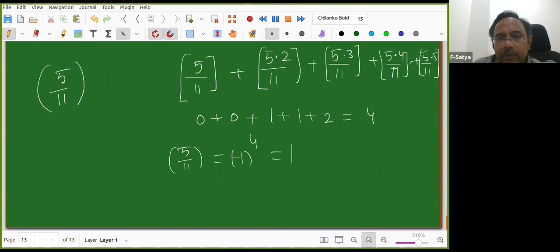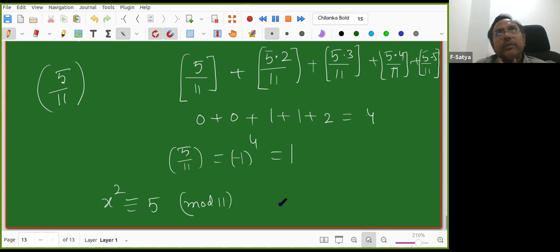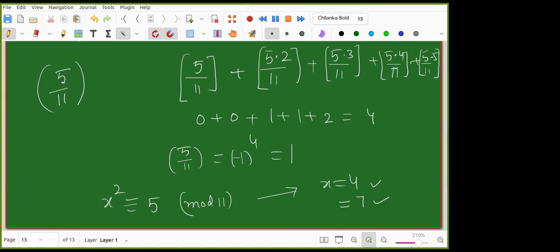Is it true? Is 5 a quadratic residue, that is, does x squared congruent to 5 modulo 11 have a solution? Yes, x equal to 4, since 4 squared is 16. Correct, very good. If x equal to 4 is a solution, then automatically -4 is also a solution. -4 modulo 11 is 11 minus 4, which is 7, and 7 squared, 49 minus 5, also satisfies it. So these two are the solutions.